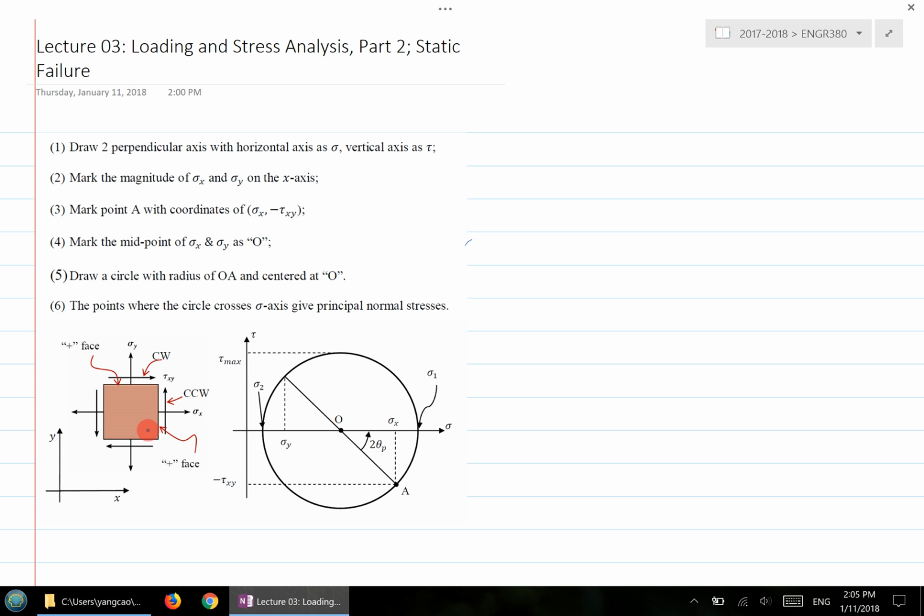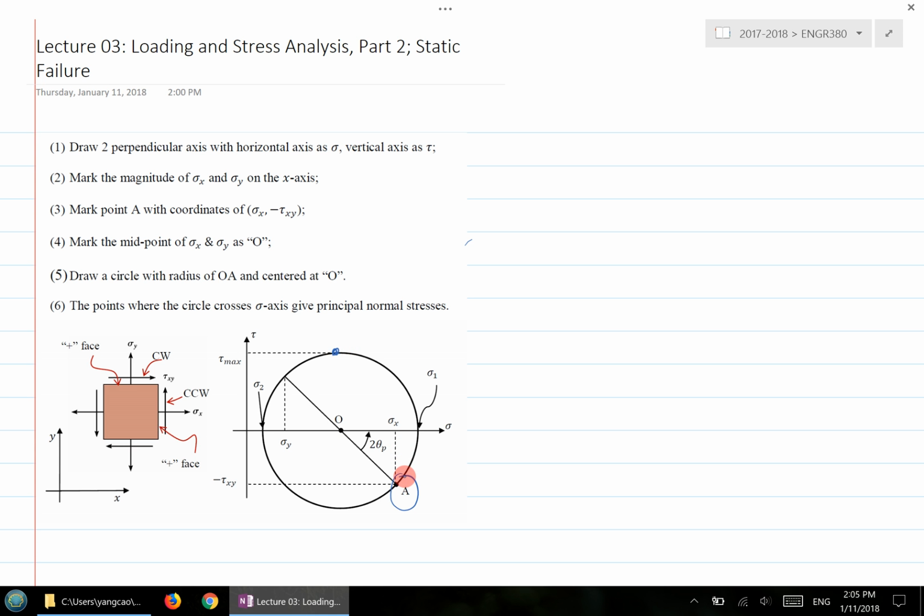Based on the state of stress, sigma x, tau xy, figure out where the coordinates representing this positive face are. Then find the center of the circle, draw the circle, and that's the Mohr's circle. And this one here is the existing state of stress, right? So this is your current state of stress. And the Mohr's circle tells us immediately that this is your principal normal stress here, and this is your principal shear stress here.